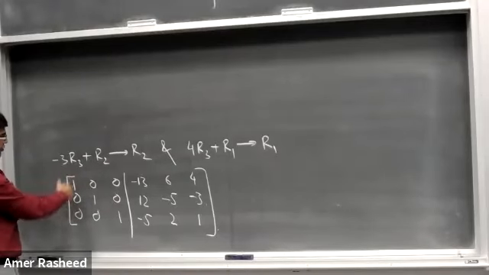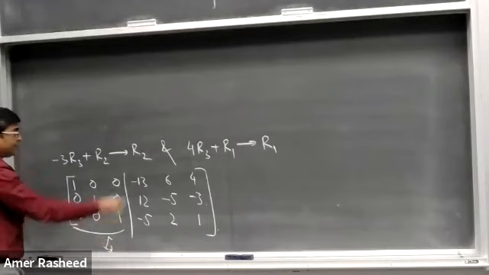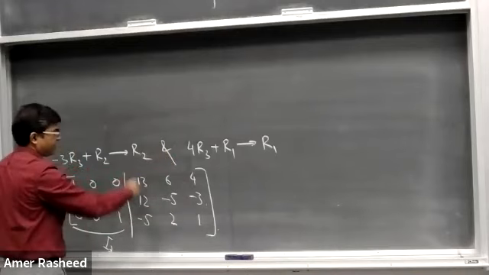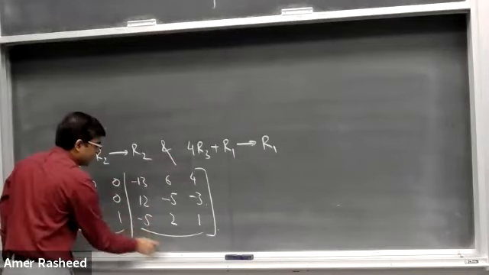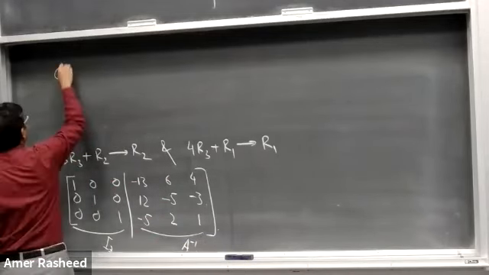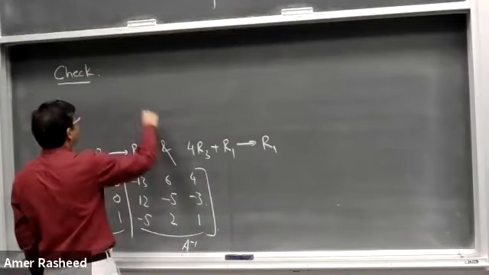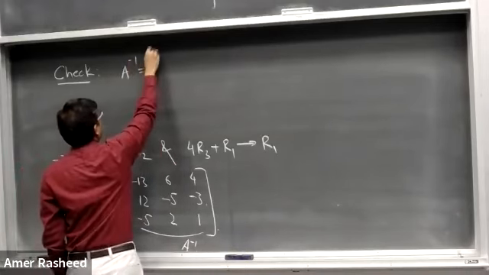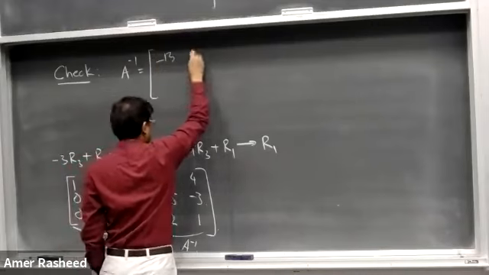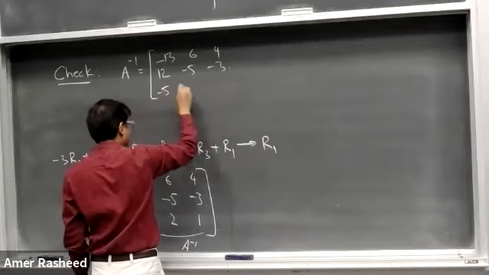Now, you can see here that the original matrix has been transformed into the identity matrix. This is your identity matrix of order 3. And the same operations have converted the given identity matrix into some other matrix, which is the inverse of the given matrix. You can check this out, whether this is correct or not. This is your A inverse: -13, 6, 4, 12, -5, -3, -5, 2, 1.